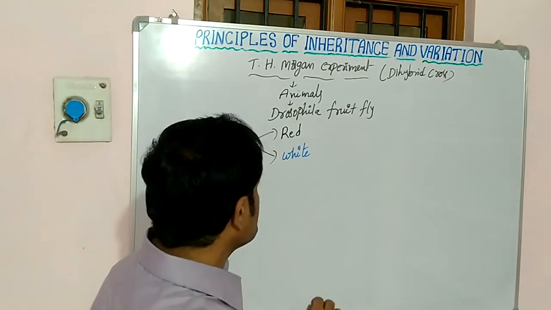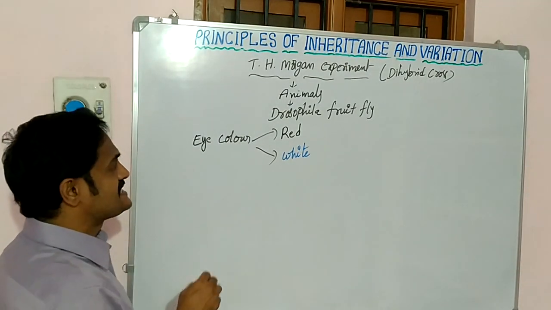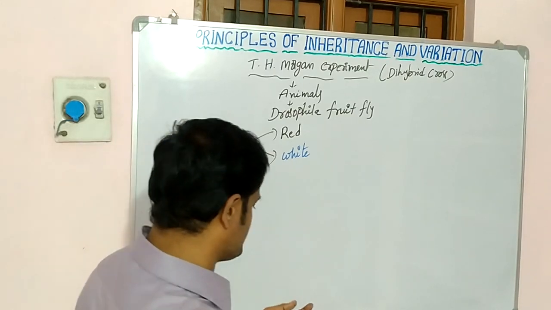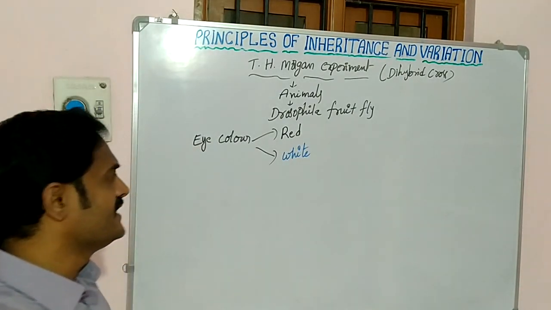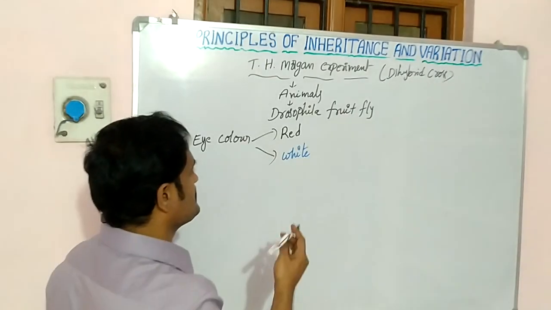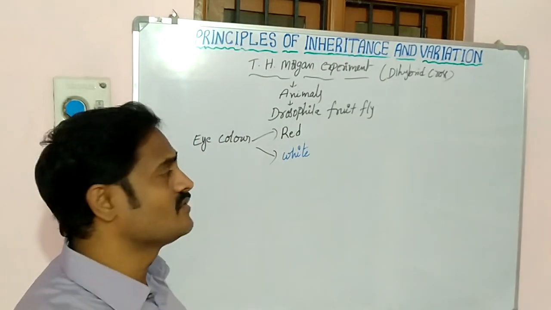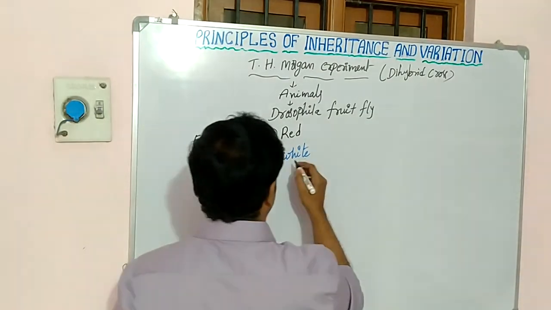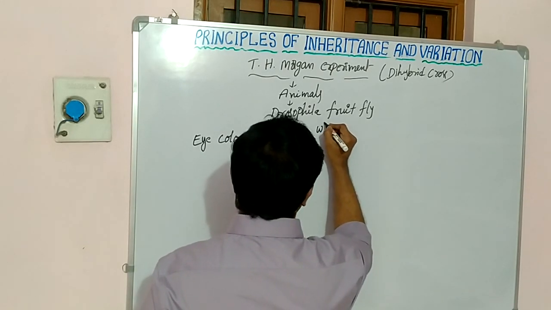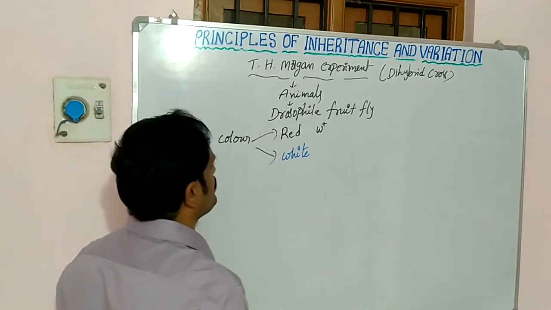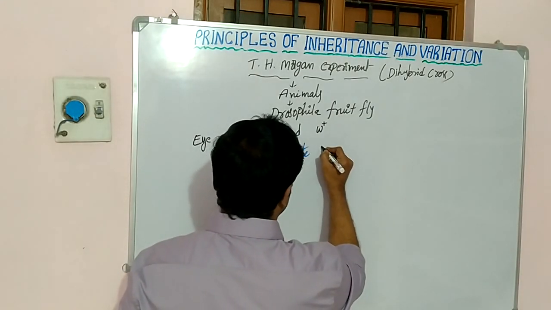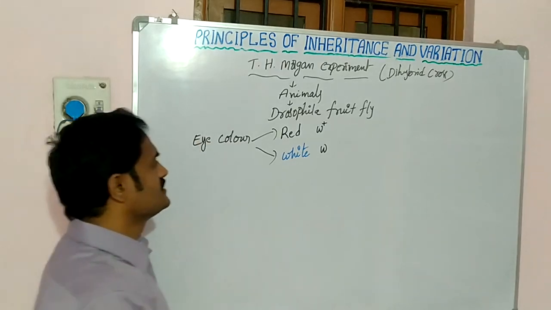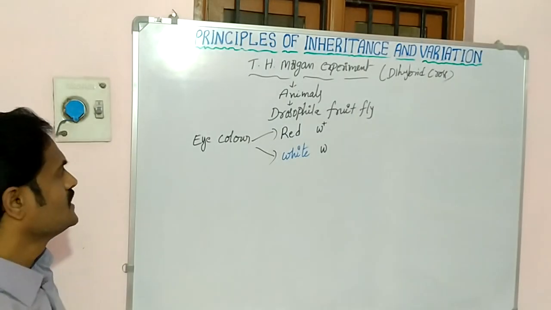So he used some symbols for this. What are the symbols? For the red color eye he used one symbol. What is the symbol? W plus. And for white color he used W.